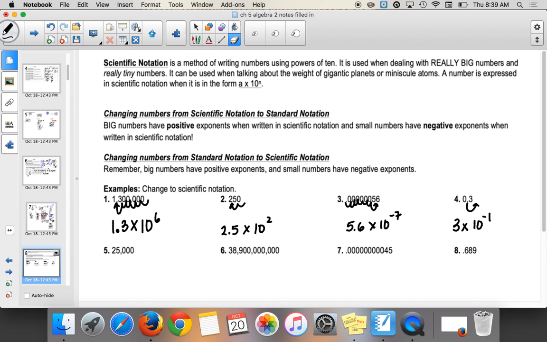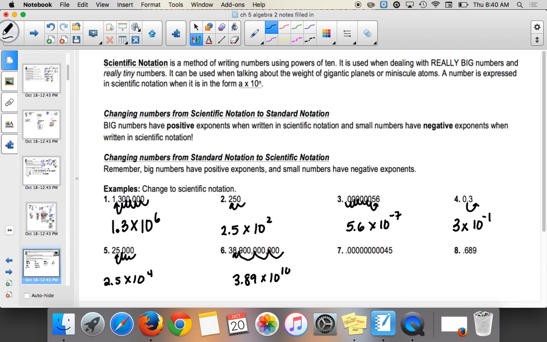All right, so the next one. Go ahead and try these along with me. See if you get the right answers. So we moved over 1, 2, 3, 4 places. So I'm going to have 2.5 times 10 to the 4th. The next one I'm going to go 3, 6, 9, 10 places. So I'm going to have 3.89 times 10 to the 10th.